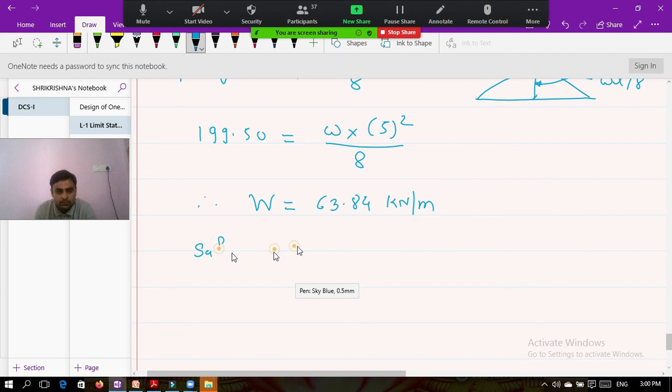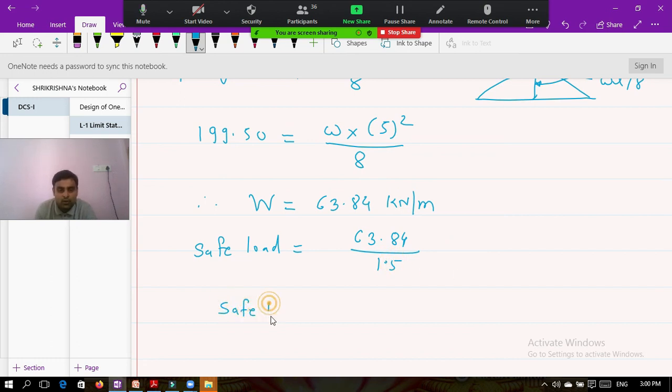Safe load is equal to working load divided by factor of safety. 63.84 divided by factor of safety, which is 1.5. In the problem they have asked us for the safe load. So safe load is equal to, what is the answer? It is I think 42 point something, no? 42.56 kilonewton per meter. Right answer.